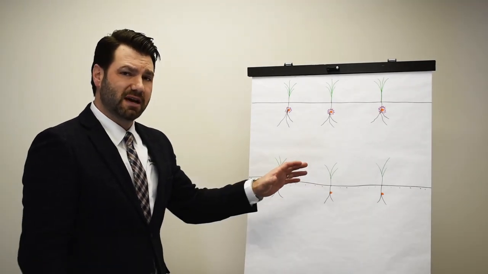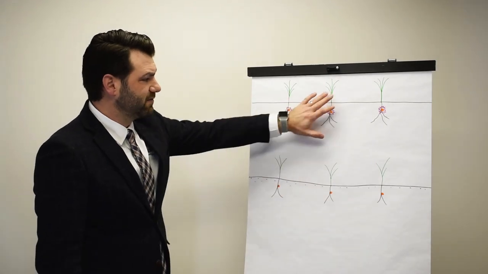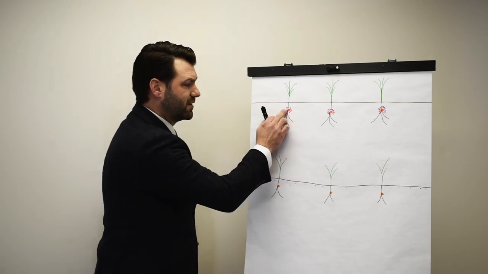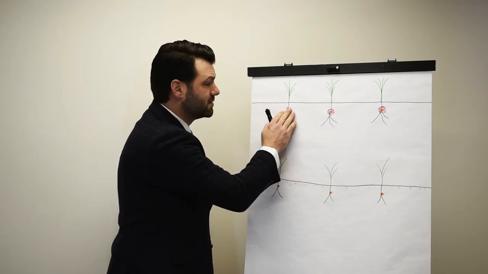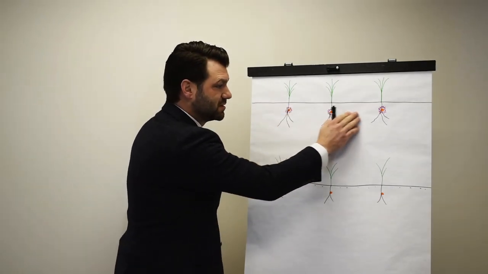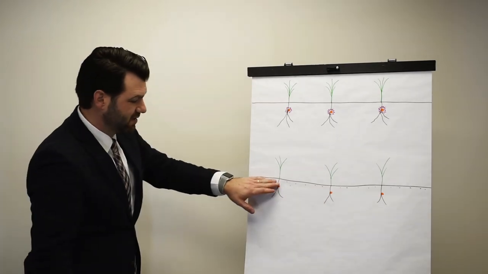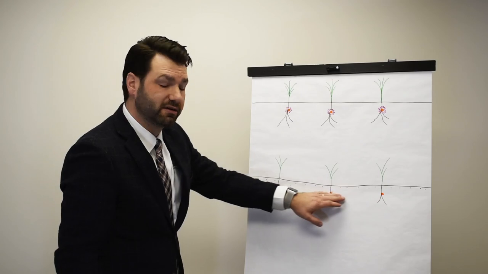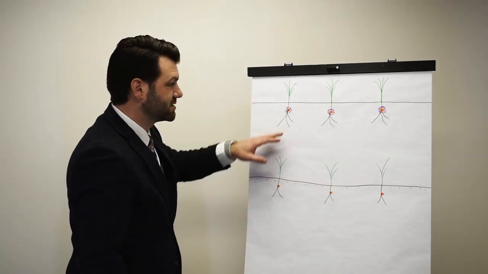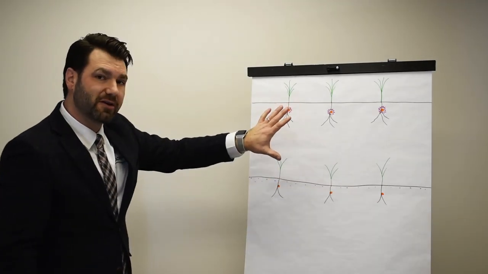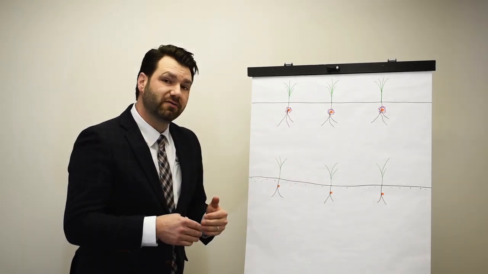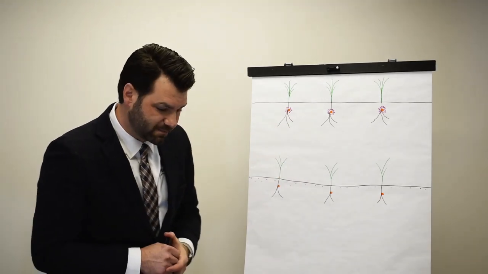To give you an example, I have two illustration drawings here. The purple here would be the seed applied phosphorus, and then down here we have an example of broadcast phosphorus, of a dry granular material being broadcast. So with that, we're going to talk about the placement of phosphorus, and then I'm going to couple in phosphorus efficiency as we go along.